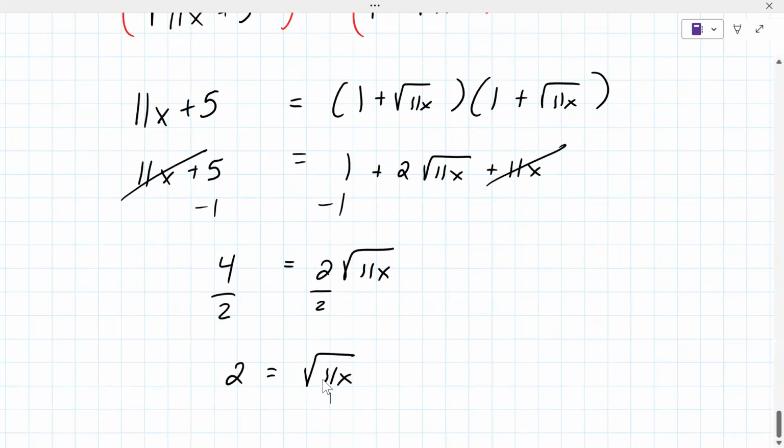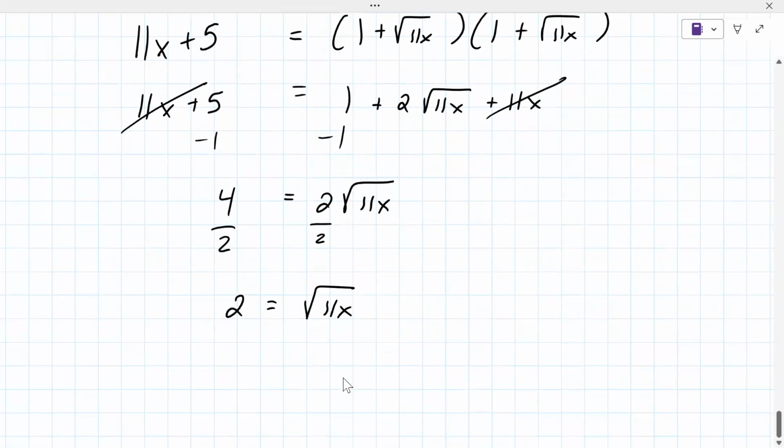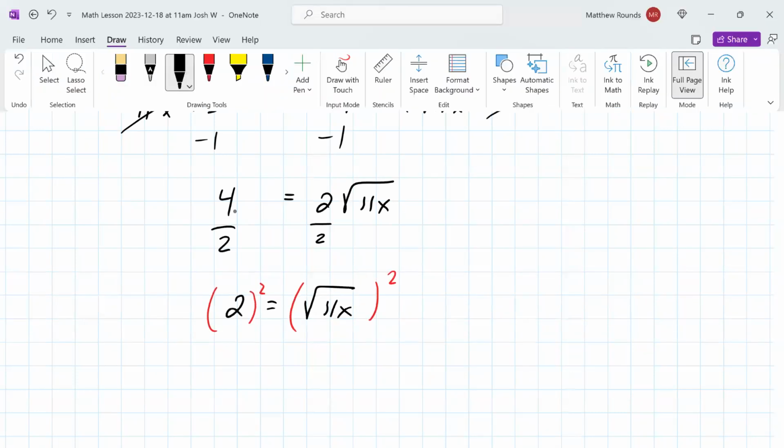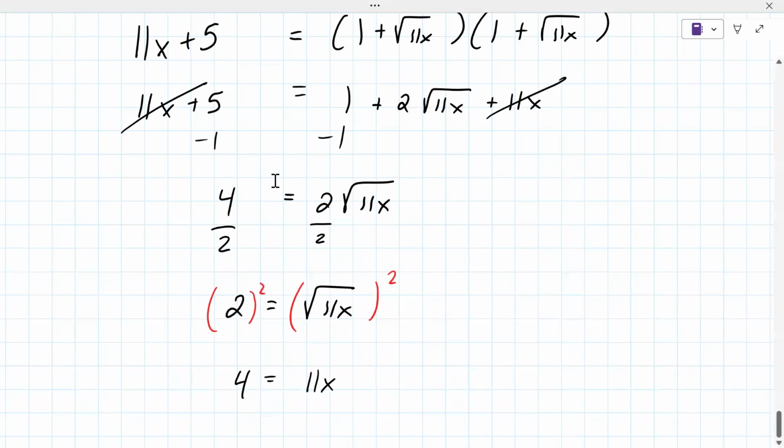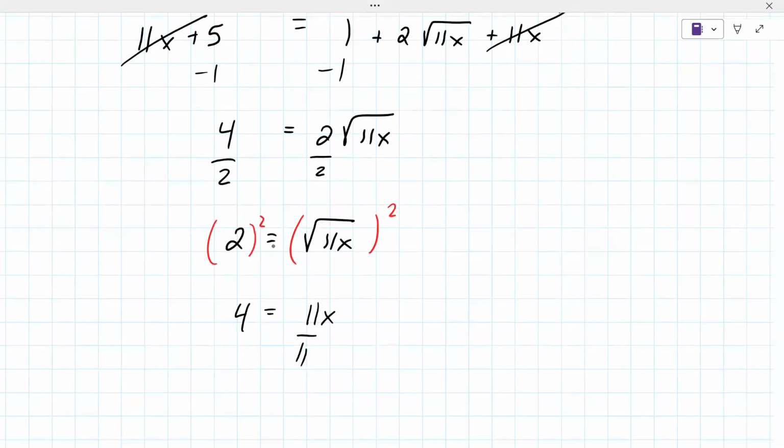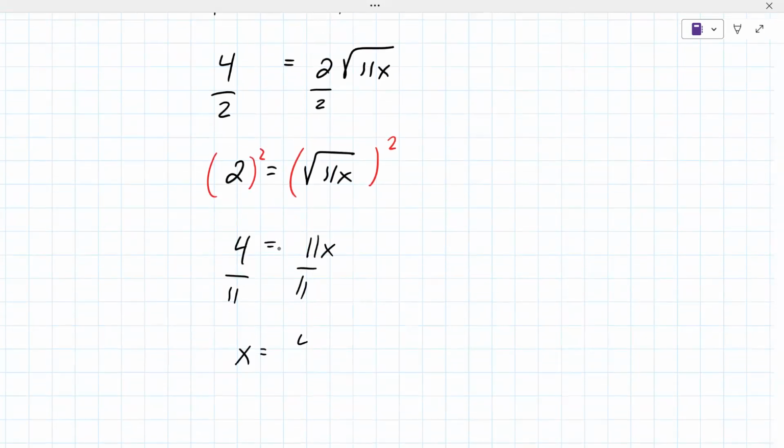Now, to undo the square root, you square both sides. So it's 4 equals 11x. And then you divide by 11. 4 divided by 11. And that's just whatever that is, which is 4 divided by 11. Okay. When you get all that down, just write that down.